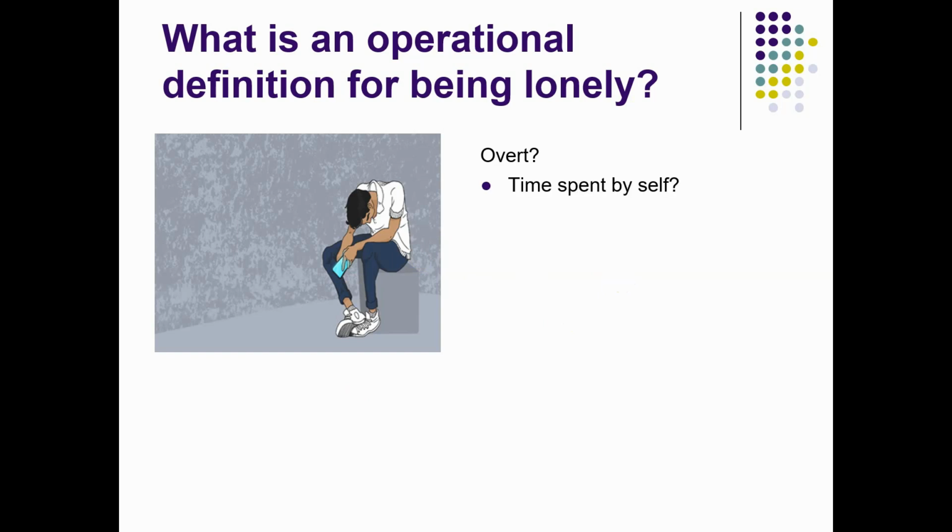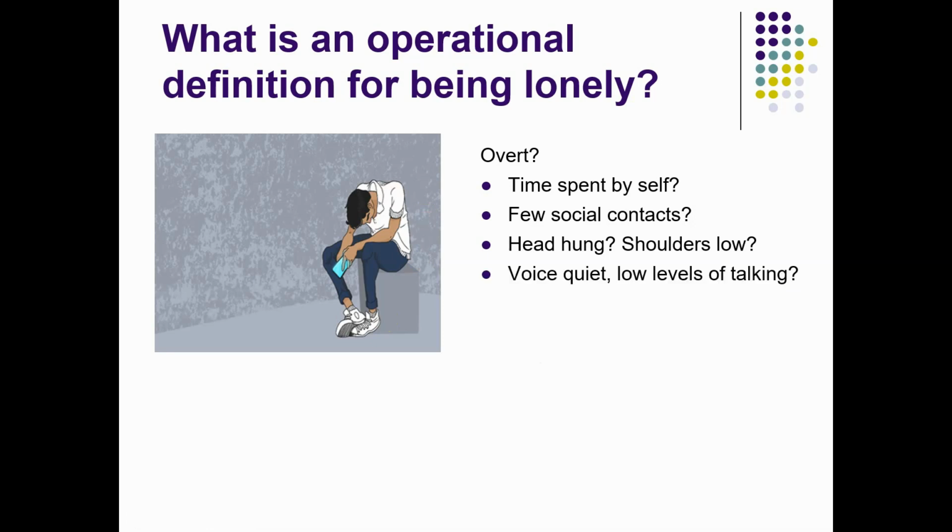What are the behaviors? Well, we might be measuring time spent by self, not with others. We might be measuring frequency of social contacts, not having a lot of social contacts. We might be measuring body language of this particular person, so head hung low, shoulders low, kind of looking down, not making eye contact. If we were around this person, we might be seeing things like a voice being quieter and low levels of talking, not talking very much in a chunk of time. This might be part of our operational definition for being lonely in terms of overt behaviors, behaviors that are easy for us to see and measure in somebody else.